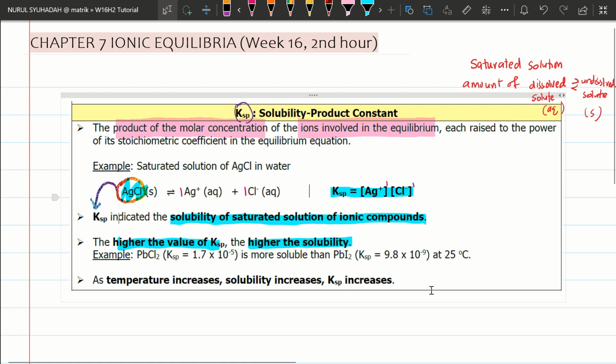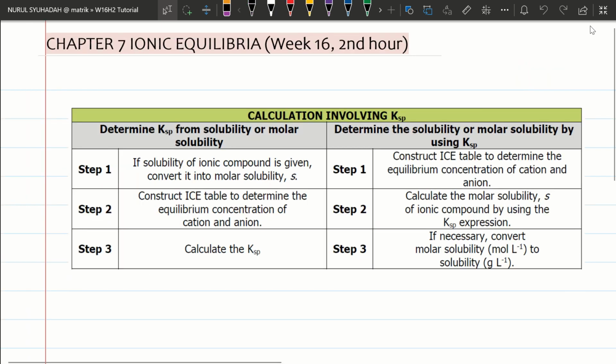Dia macam awak larutkan gula dalam air sejuk dengan air panas. Okay, dalam air panas, lagi banyak gula yang kita boleh larutkan. Why? The temperature helps to dissolve the solid. Okay, macam itulah cerita dia. Okay, so now let's move on to the calculation part of KSP. Okay, so this is some a guidance, okay, on how to calculate a question that involve KSP.